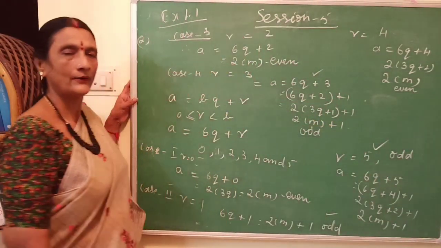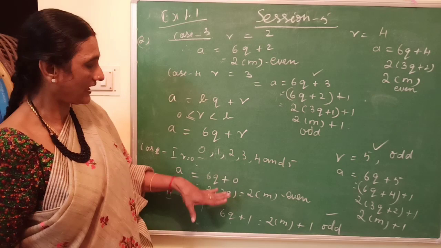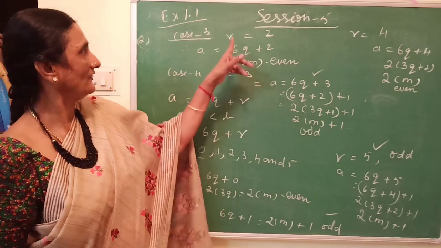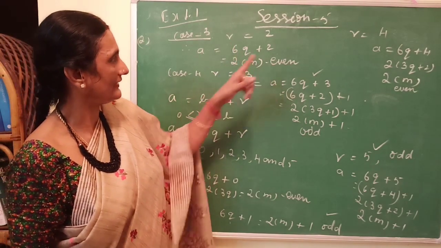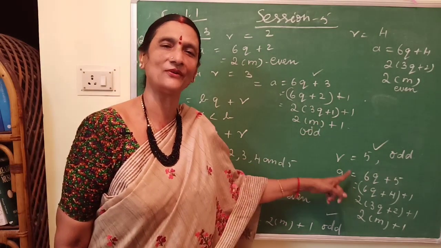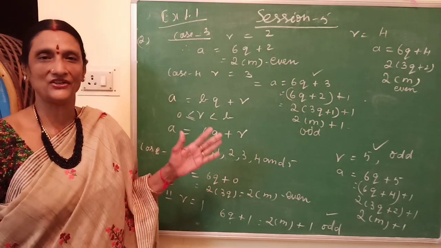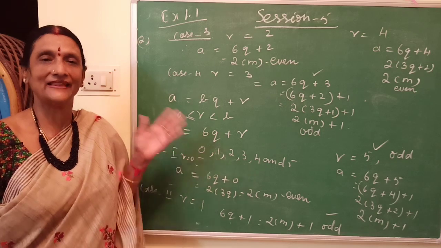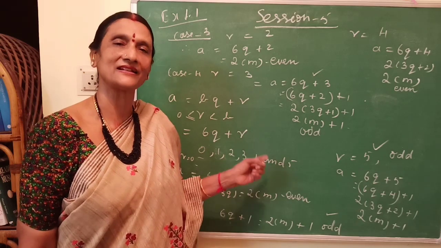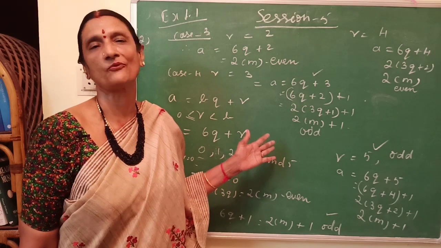Okay. Now analyze all the cases. In 5, 6 cases, when r equal to 0, we get even number. When r equal to 1, odd number. When r equal to 2, you get an even number. When r is equal to 3, you get an odd number. When r equal to 5, you get an odd number. So, considering all these calculations, what can we sum up? Therefore, any odd positive integer can be written in the form 6 cube plus 1, 6 cube plus 3, 6 cube plus 5. Okay.